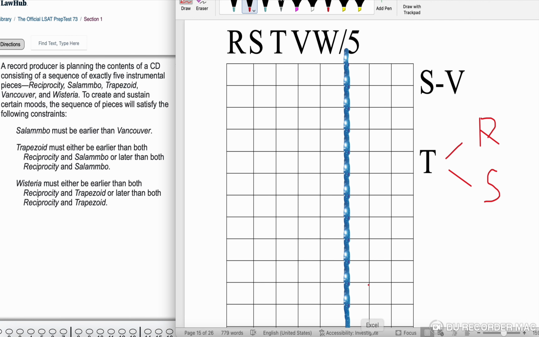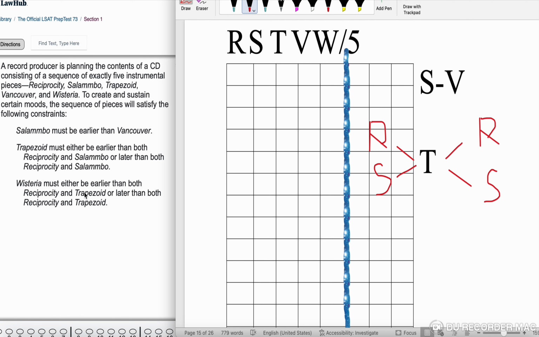So the way I would represent this, I'm going to go back to the diagram. I'm going to put another item here. Then I'm going to put R here. Sorry about the R. So now I have T before R and S, or T after R and S.